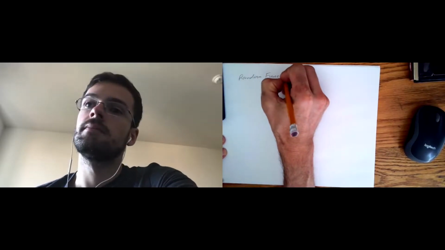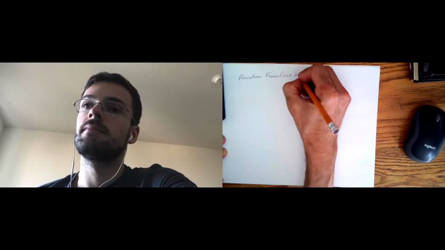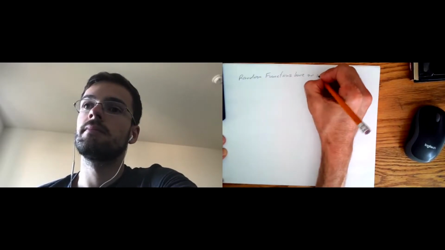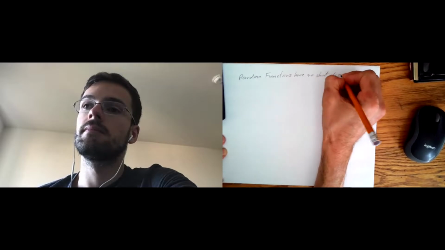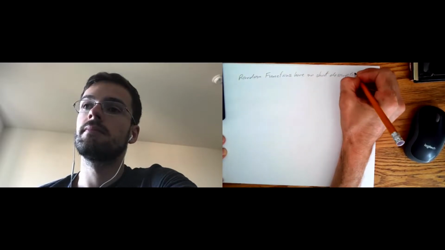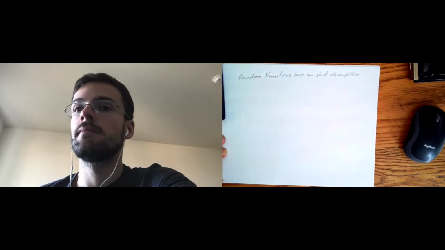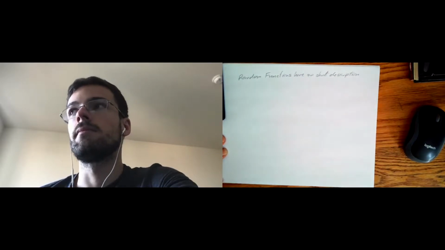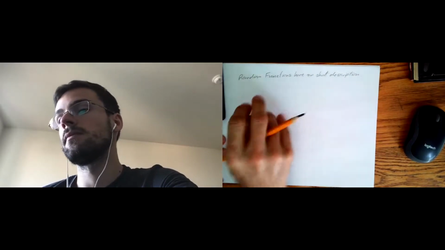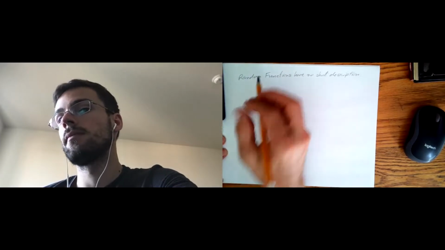Random functions have no short description, so they cannot be evaluated by an efficient algorithm at all. I mean, I cannot describe them succinctly, right?